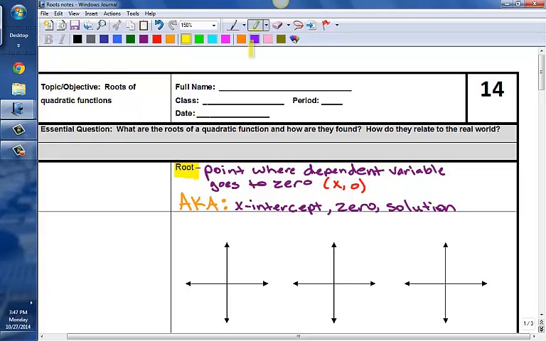So roots can have a bunch of different names. See right here? They're also known as x-intercepts, zeros, and solutions. If you hear or read a problem and it asks you for a root, an x-intercept, a 0, or a solution, that simply means you're finding the same thing. Just figure out where the graph has a y-coordinate of 0, or lots of y-coordinates of 0.